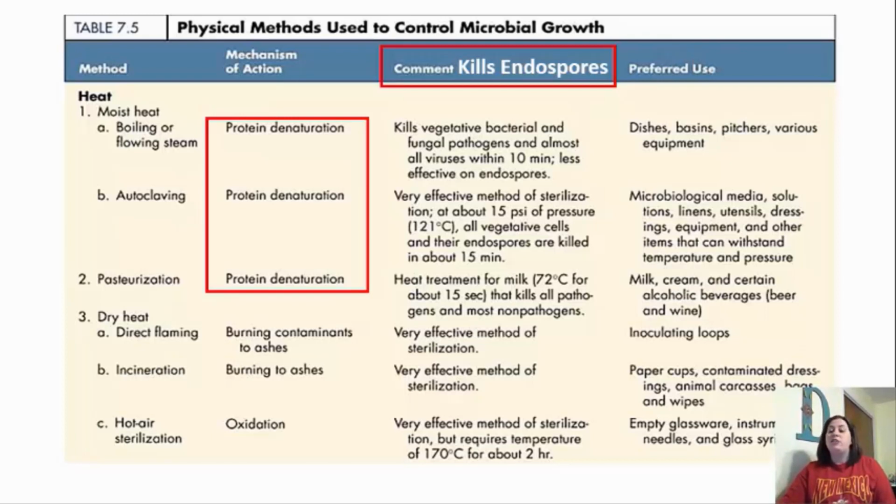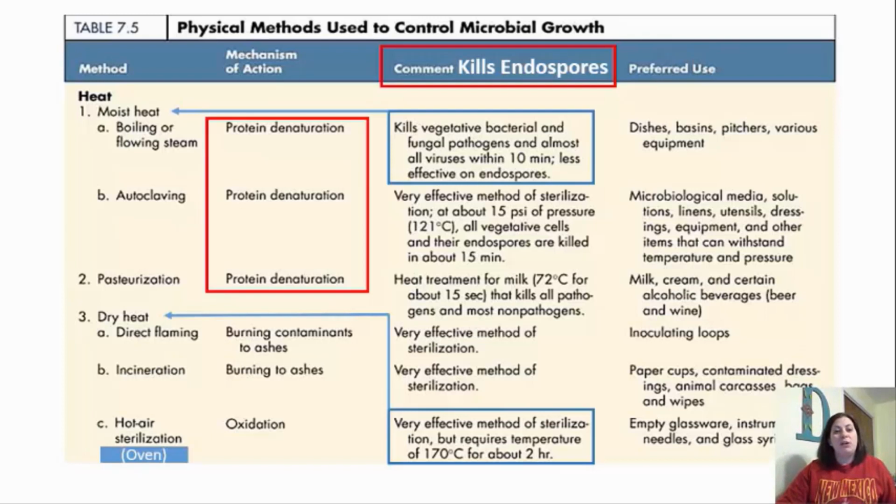We also see in this chart preferred uses. When would we use these types of heat? Another thing deals with dry heat. You can do it directly over a flame, like Bunsen burners, but normally it turns the contents to ashes. Incineration also burns things to ashes, so if you want to keep certain things, we obviously don't want to use that. Another way is hot air sterilization, which is like an oven. This is a very effective method of sterilization, but it requires temperatures of 170 degrees for a long time, about 2 hours, and it could take a lot longer.